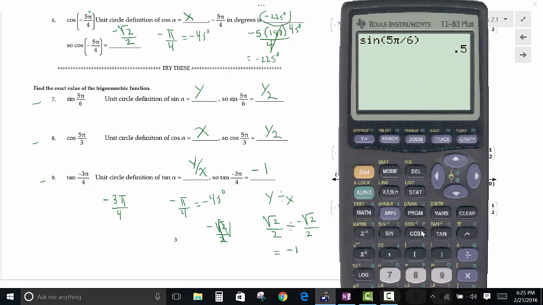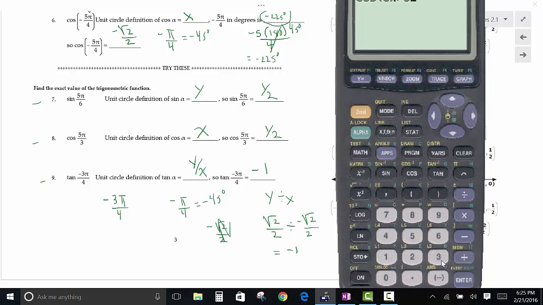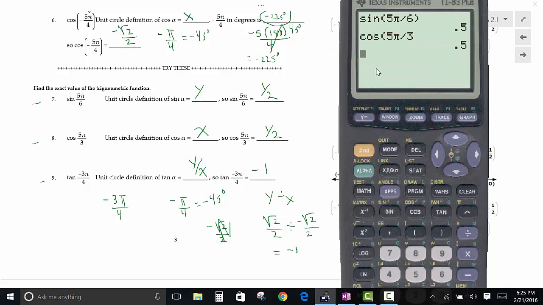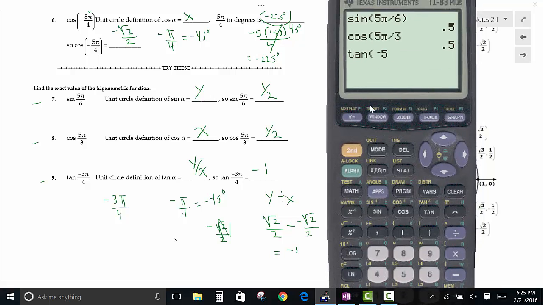If I wanted to do cosine of 5 pi over 3, I hate moving this calculator all the time, 5 pi over 3, then I'd also get 0.5. Then if I did the tangent of negative 3 pi over 4, that'll give me an answer of negative 1.